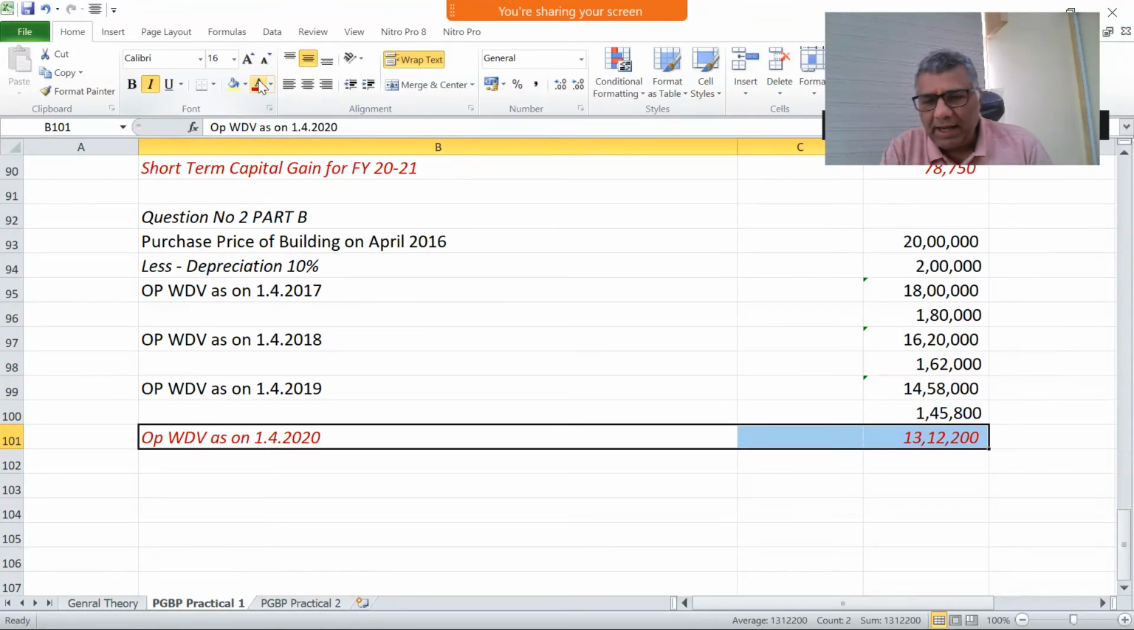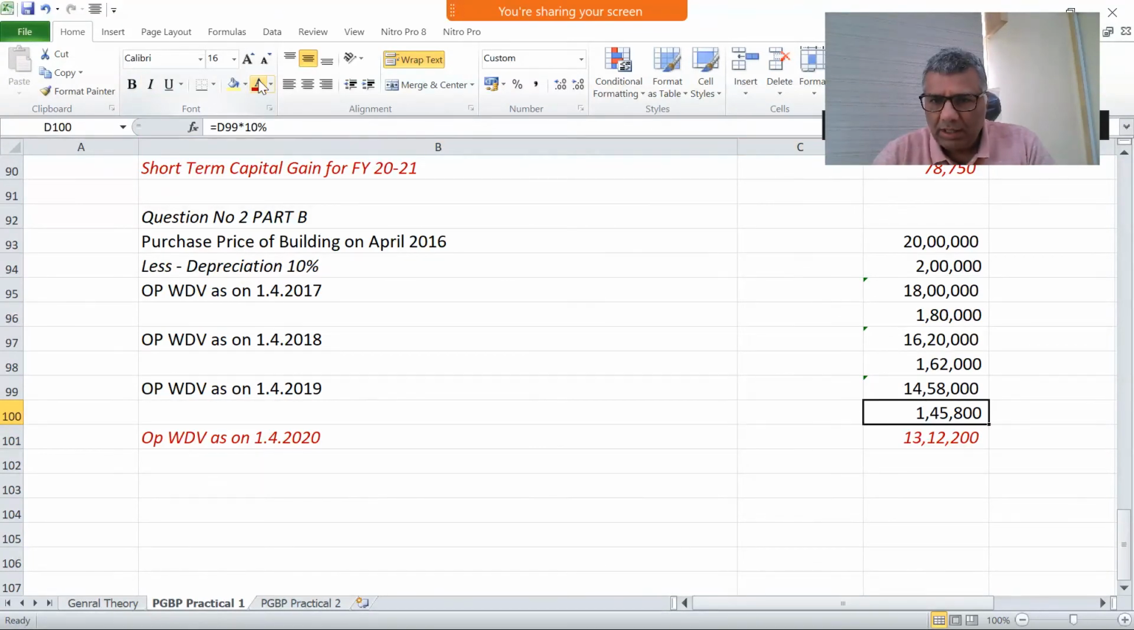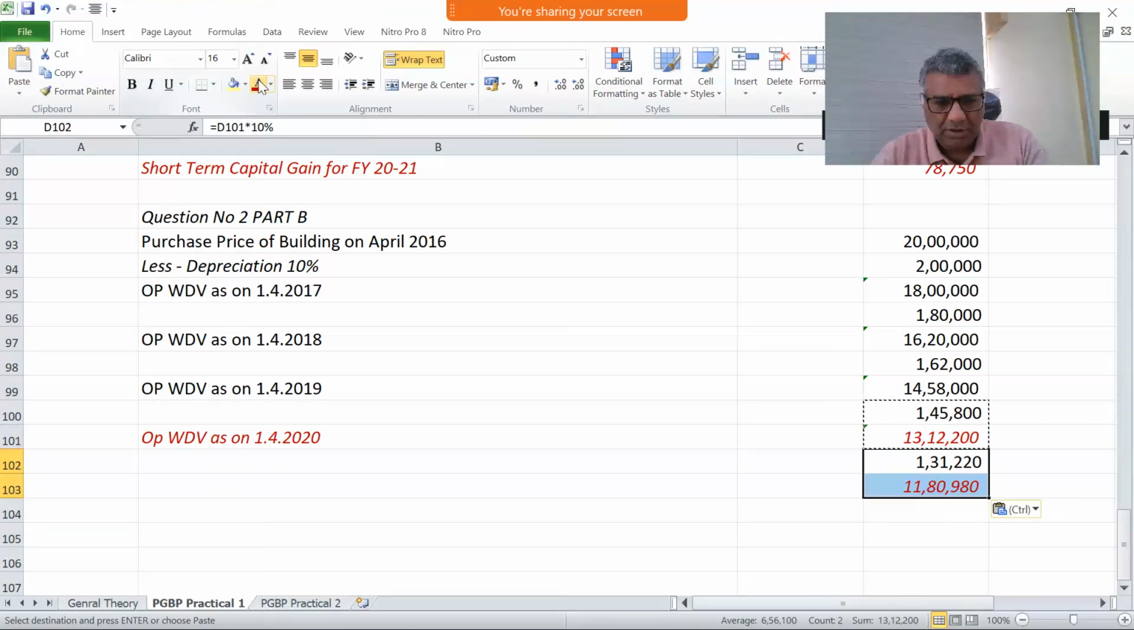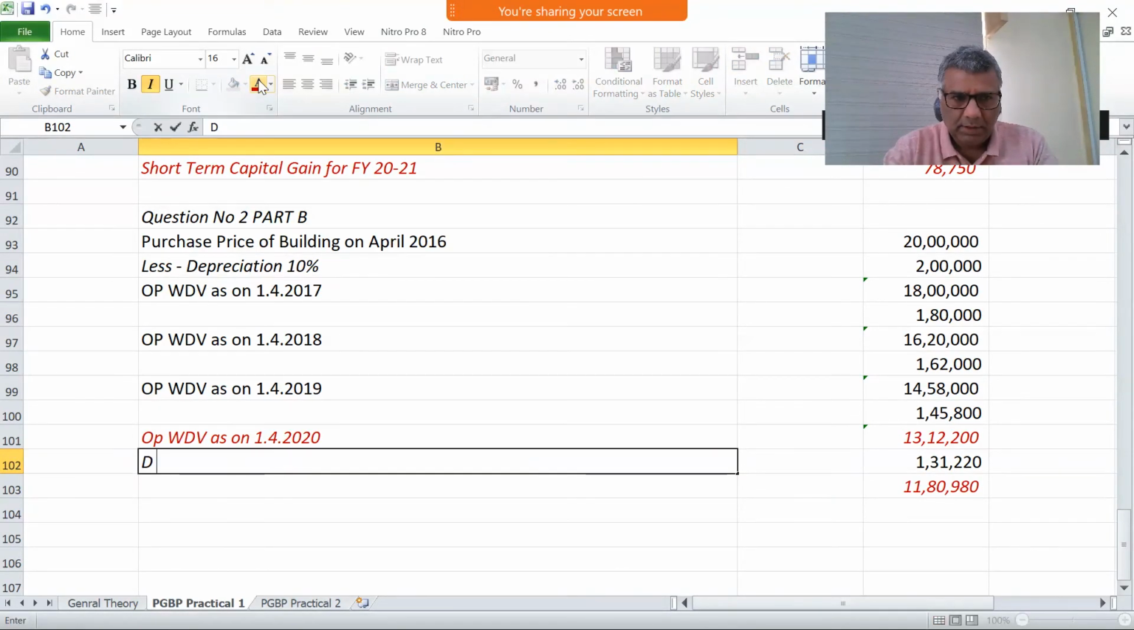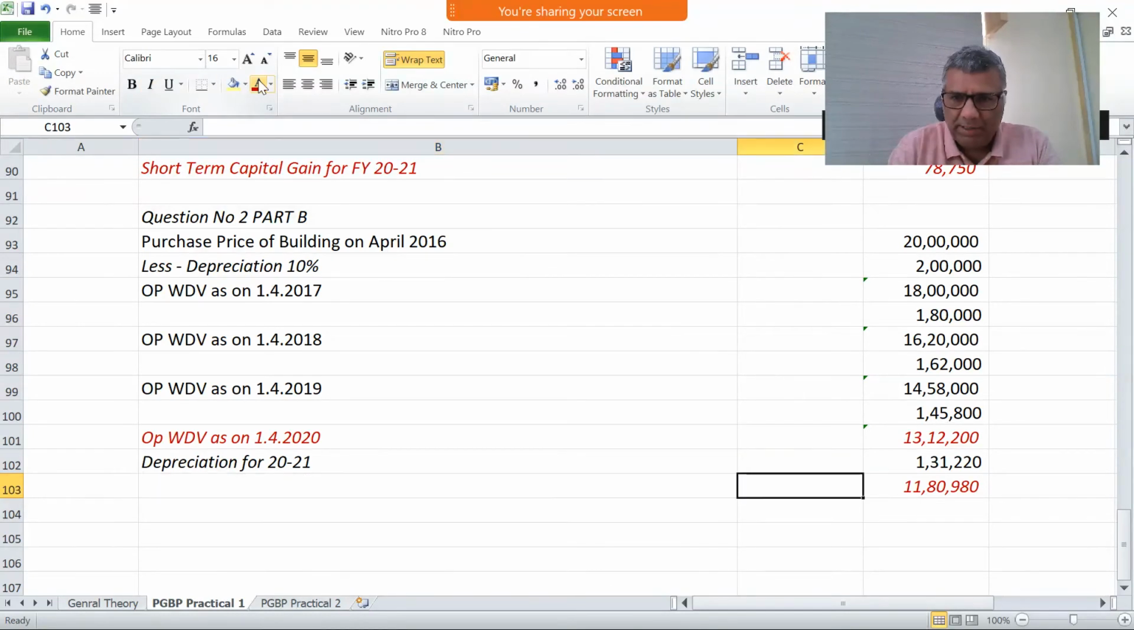So for the current year, on this I can claim depreciation. For the current year, on this I can claim the depreciation. Depreciation for 2021 will be this, closing WDV.